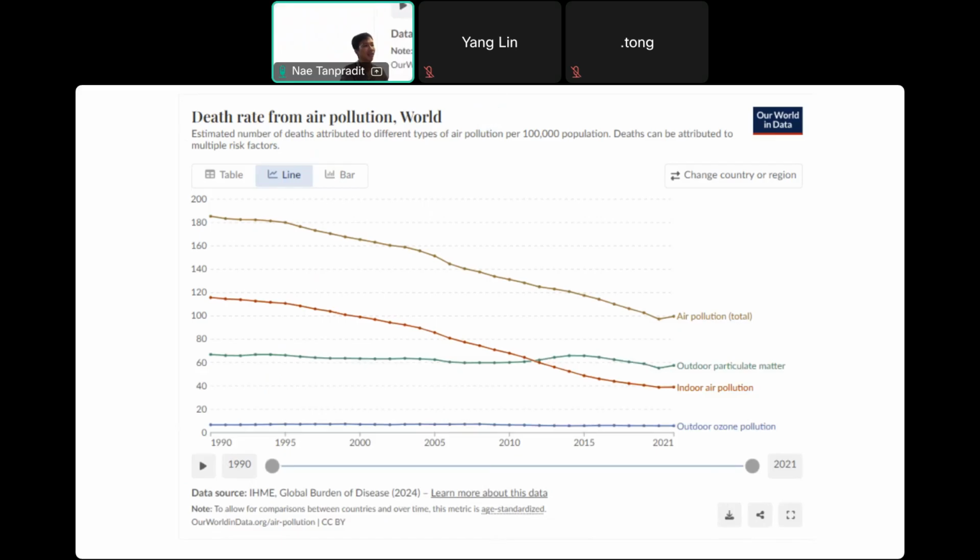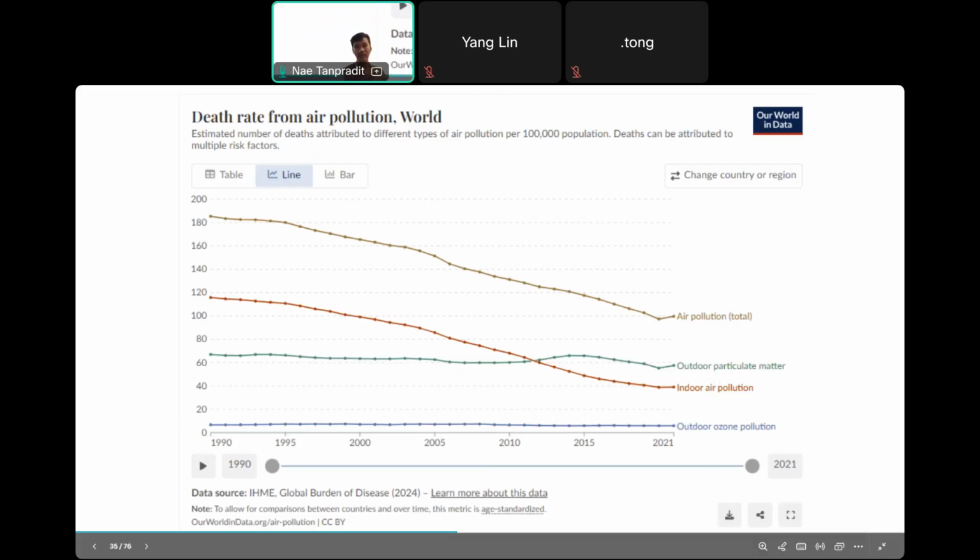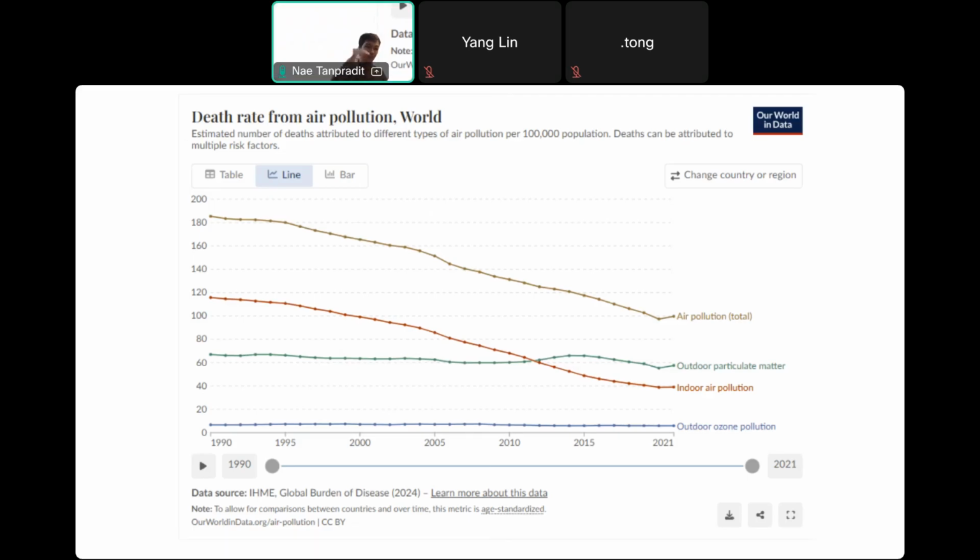Okay, and the death rate from air pollution is high, especially from outdoor PM. It keeps increasing, and some of the undeveloped countries are not detecting PM as well as the developed countries, so the real number may be more.